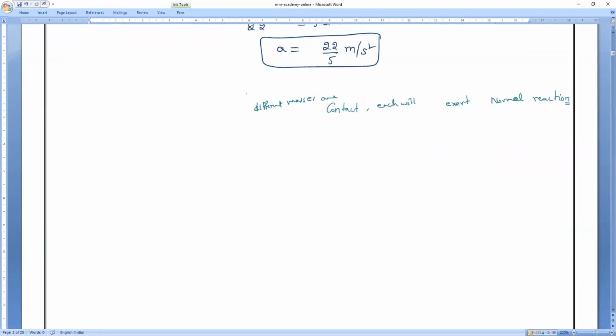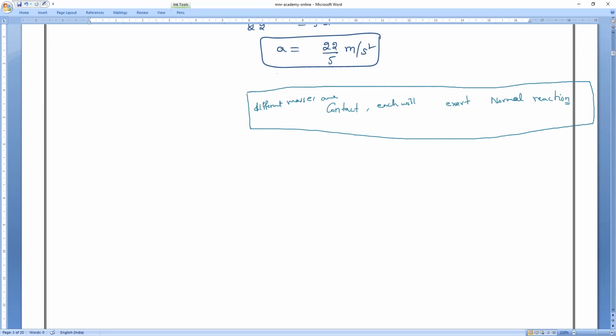So if two bodies are in contact with each other, if one exerts a normal reaction on the second one, then the second one also will exert the same normal reaction on what? Everybody, please respond. For example, this is M1 body and this is M2 body. Now, if M1 is exerting N normal reaction, then M2 also will exert how much normal reaction? N. Clear, everybody? That is what I am saying. If you remember that point, we can continue.